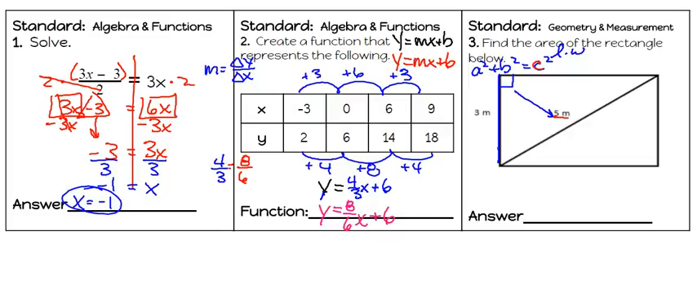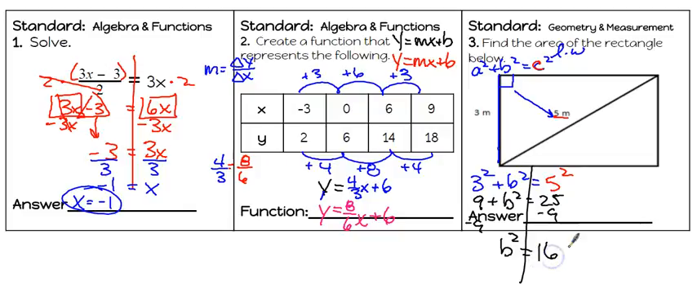So if we rewrite this, we could do 3 squared plus b squared equals our special side of 5 squared. Writing this whole thing out, we're looking at 9 plus b squared equals 25. Subtract 9 from both sides. We have b squared equals 16. And we take the square root of both sides, so b equals 4. So our side is 4. We want to find length times width, so 3 times 4 equals 12. So our area would equal 12 meters squared.